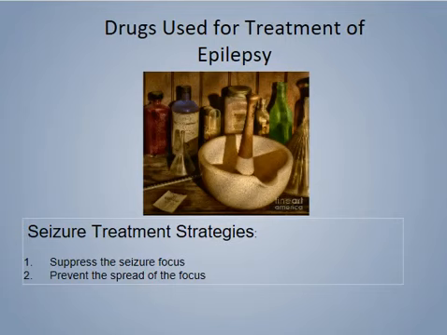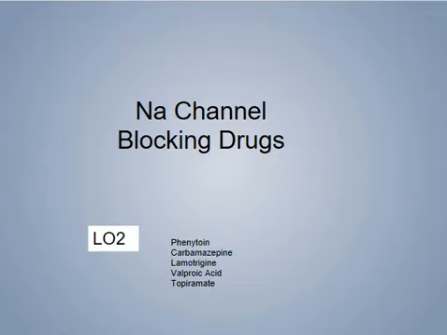So the first group of drugs that we're going to look at are the sodium channel blockers. In terms of treatment strategies, the first thing we really want to do is suppress the seizure focus and then prevent the spread to the next focus. The main group of drugs are really the sodium channel blocking drugs, and several of these are listed right here.